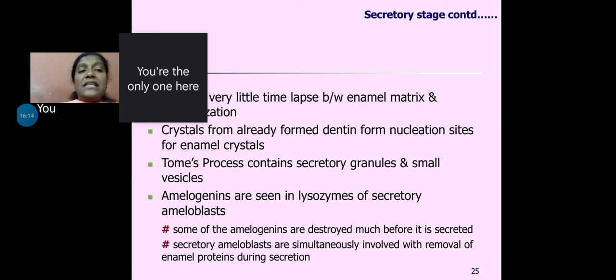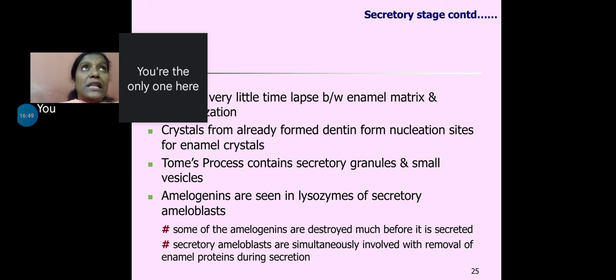Crystals which are present in the already mineralized dentin form nucleation sites from which the enamel takes up crystals to mineralize itself. Tomes' process, the extension of the cell body of ameloblast, contains structures such as secretory granules and small vesicles. It doesn't contain rough endoplasmic reticulum, Golgi apparatus, all that. That is not present. So that is also one of the ways of differentiating between the cell body of ameloblast and the Tomes' process.